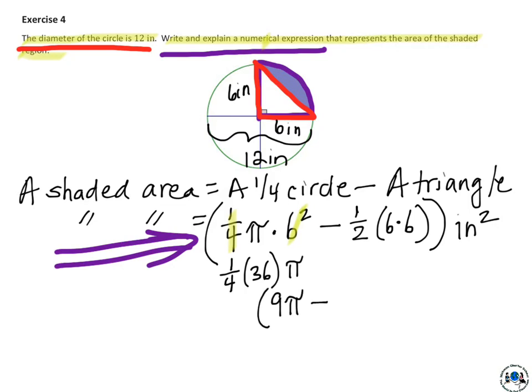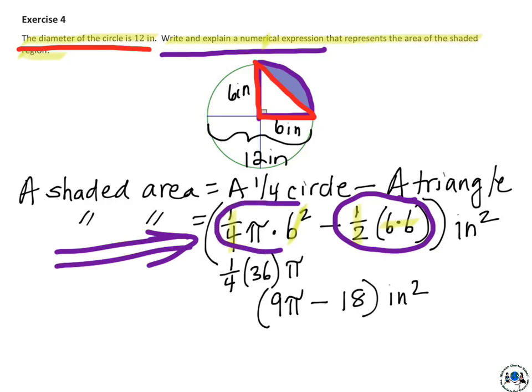So I have 9 pi. So my 9 pi square inches is going to be the expression for that quarter circle. And then, of course, minus 18, because 1/2 of 36 here is 18. Okay, so this right here was this, that was that, and then again I put my inches squared outside of my parentheses because it applies to that entire answer.